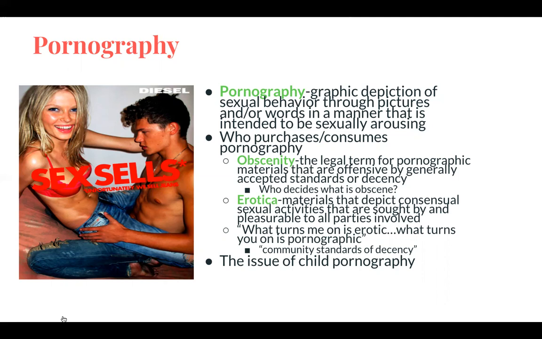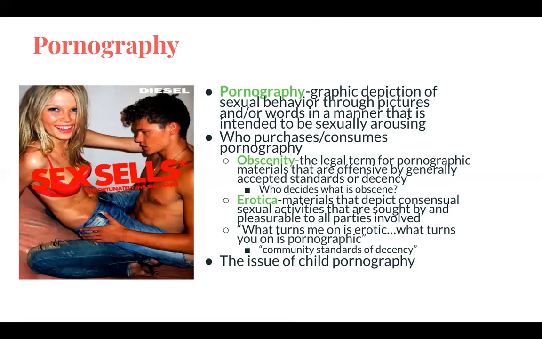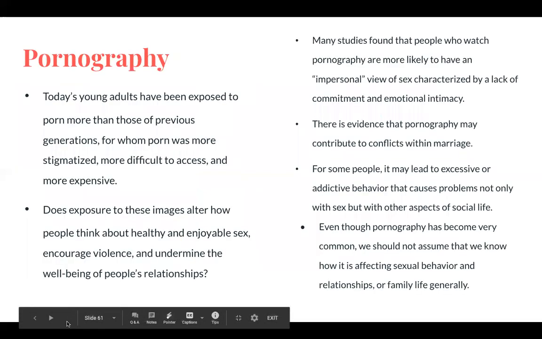Erotica, these are materials that depict consensual sexual activities that are sought by and pleasurable to all parties involved. And so this is considered to be a more elevated form of pornography, because some pornography really seems to be predicated upon it not being consensual and it not necessarily even being pleasurable for women. And so erotica, with its emphasis on mutual pleasure and consensuality, is sometimes seen as being a distinct form of pornographic material. The one form of pornography that is strictly regulated and restricted is child pornography, and that's because children are seen as vulnerable, and therefore worthy of protection. And there are state and federal laws that prohibit the sale, the consumption, the ownership of material that would constitute child pornography.